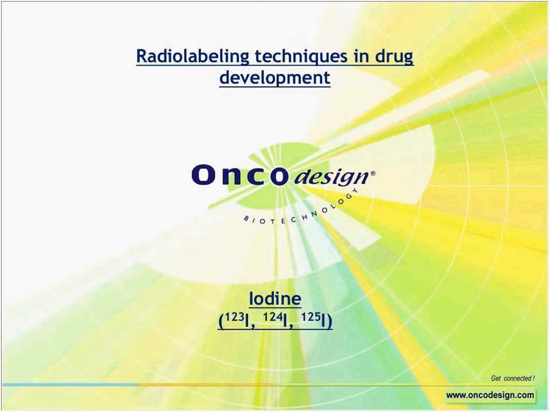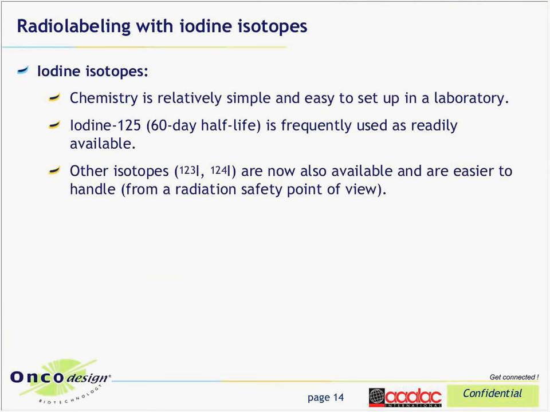Now, let's have a more in-depth look into the different techniques. We'll start with iodine isotopes: iodine 123, 124, 125. Iodine isotopes were often chosen because the chemistry is relatively simple, and reacting with iodine can be set up in the laboratory quite easily. Besides, iodine 125 is readily available and has a 60-day half-life, which allows large flexibility regarding the scheduling and the length of experiments, meaning that you can run radiolabeled molecule experiments for at least 2 to 3 weeks. Other isotopes are now available, iodine 123 and 124. They are easier to handle, mainly from a radiation safety point of view.